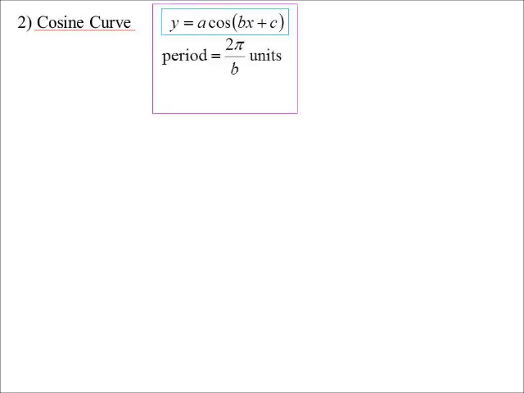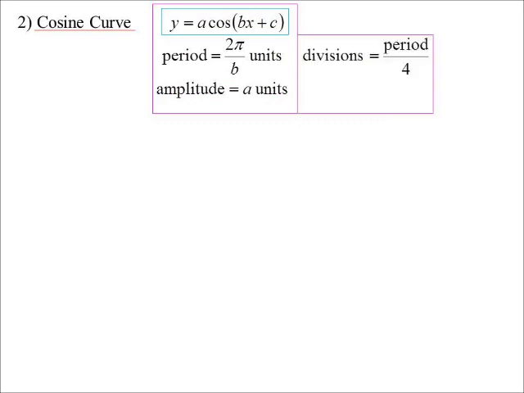Okay, the cosine curve is of course exactly the same as the sine curve. It's just shifted. So the same things are going to happen. If I've got a cos bx plus c, period will be 2 pi on b. That'll be the same. Amplitude will still be the same, a. The divisions will still be the same. The shift will still be the same. The only difference is, of course, where we start. Instead of starting at the origin, we start at the amplitude for a cosine curve.